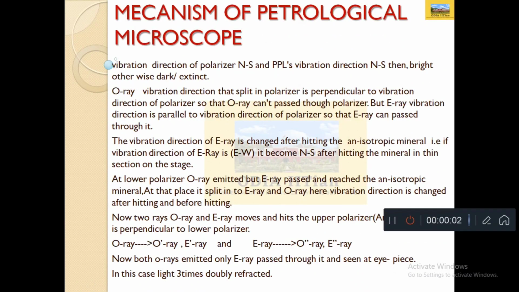Moving towards the mechanism of the petrological microscope, which is the most complex part, but I will try my best to explain it to you in the easiest way. When the vibration direction of the polarizer, that is north-south, is parallel to the vibration direction of plane polarized light, then it becomes bright. If the vibration direction of the polarizer is perpendicular to the vibration direction of plane polarized light, then it becomes extinct. Now, the vibration direction of light that is split is perpendicular to the vibration direction of the polarizer, so it can't pass through the polarizer.